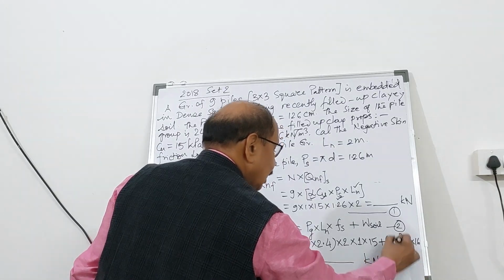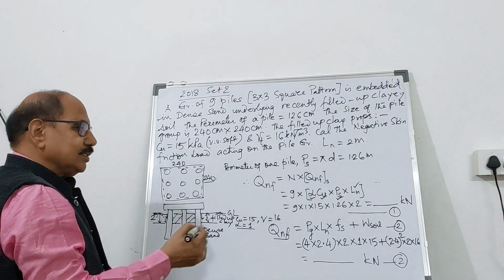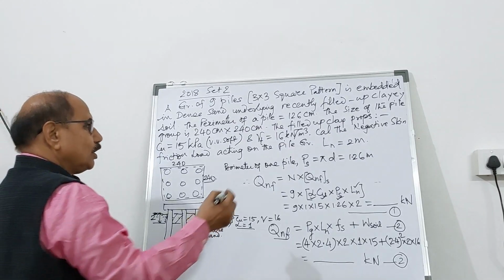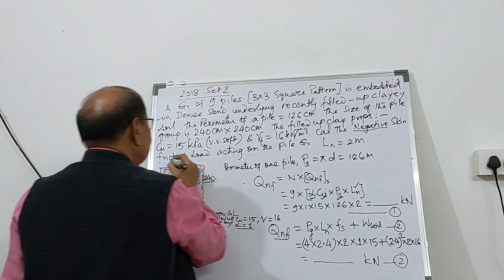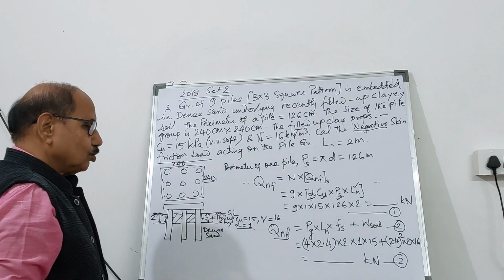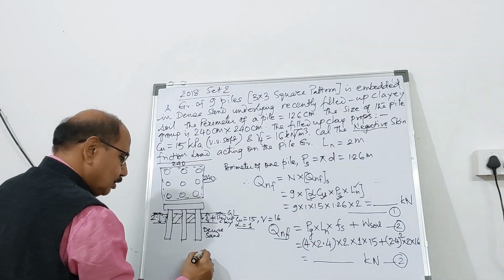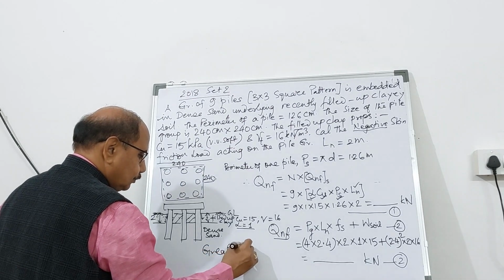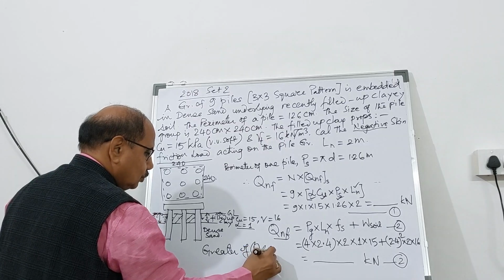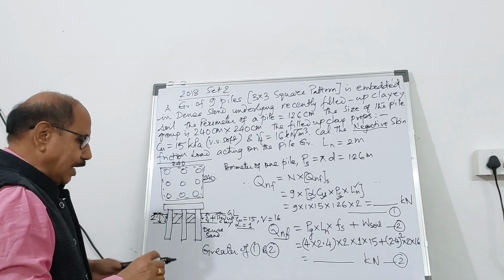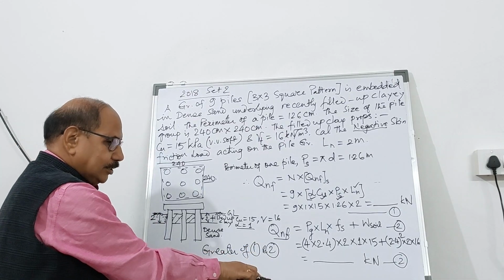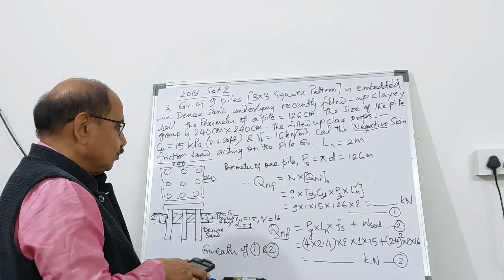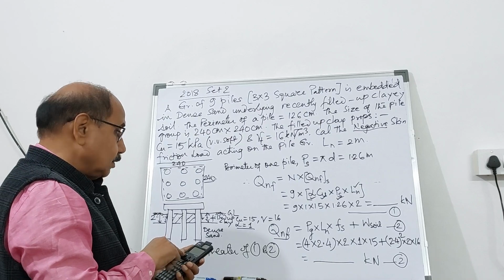This will be 2. Out of these two, whichever is greater should be taken as the total negative friction load. So total negative friction load will be greater of 1 and 2. So we need to calculate it, simple calculation. So if we calculate, let us calculate this.